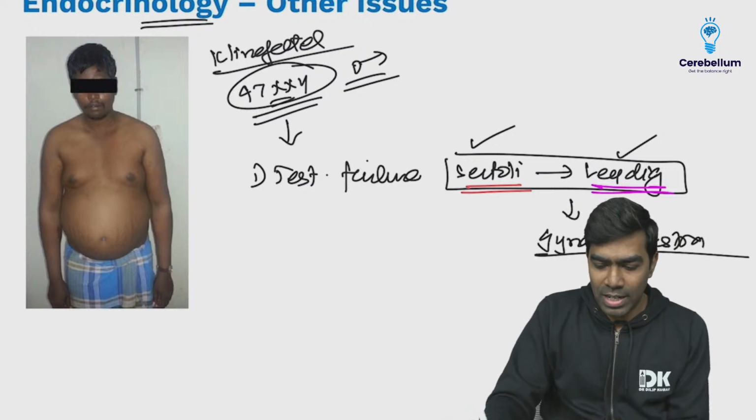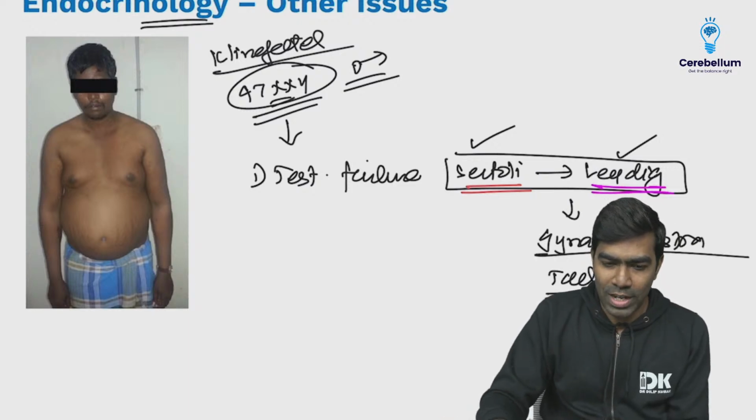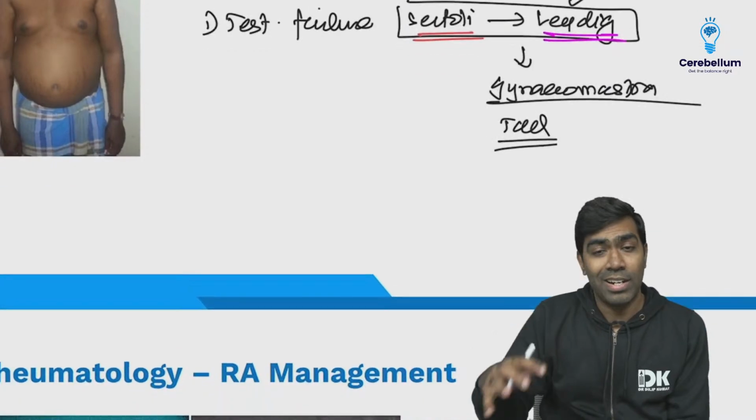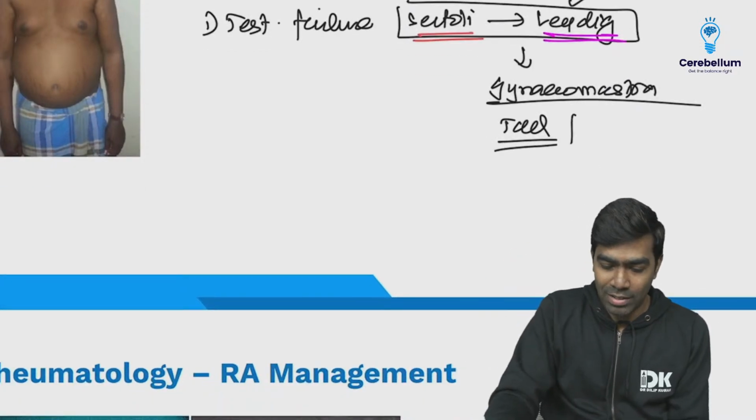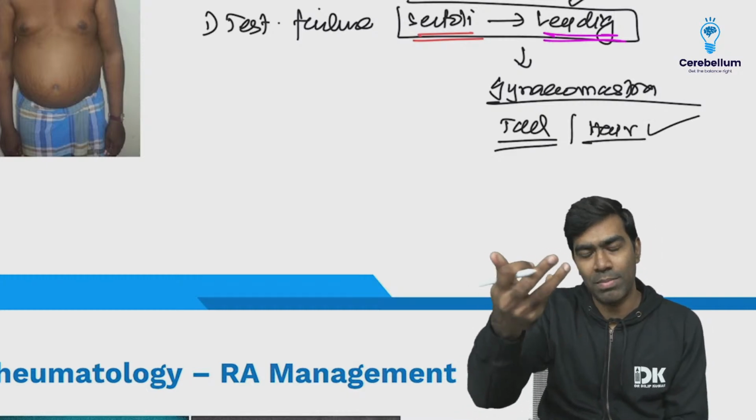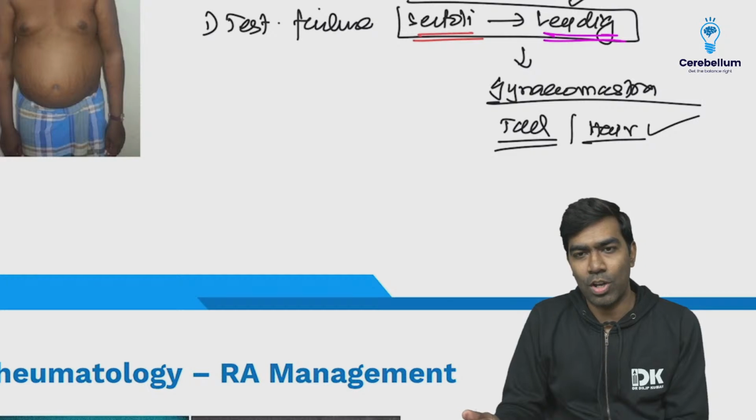And these patients will generally be tall. Due to various reasons, these patients will generally be tall and they will have a lot of hair. They won't have hair loss. They will have a good amount of hair. These are characteristic features. By looking at them itself, we can say why they are going to be tall.